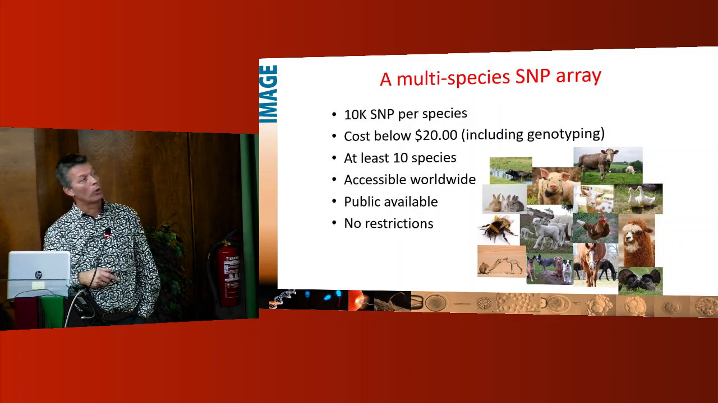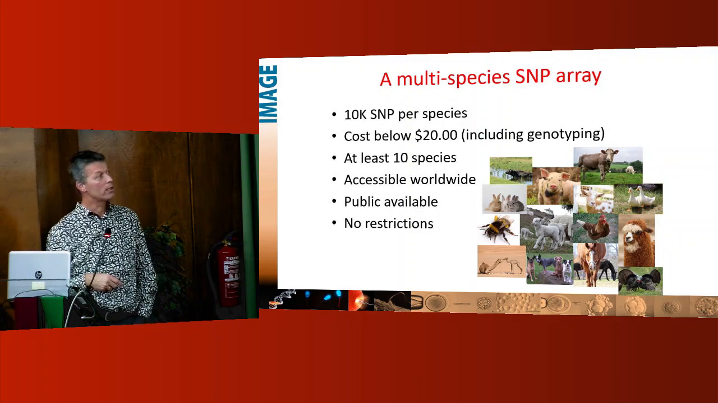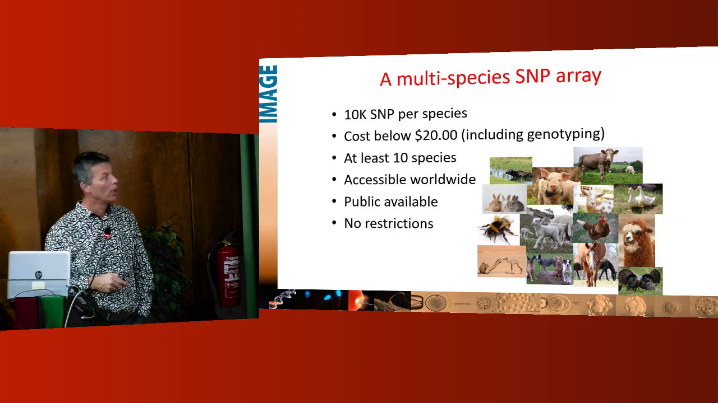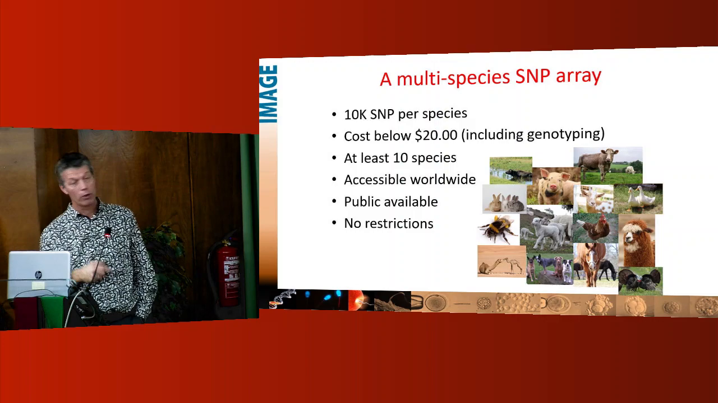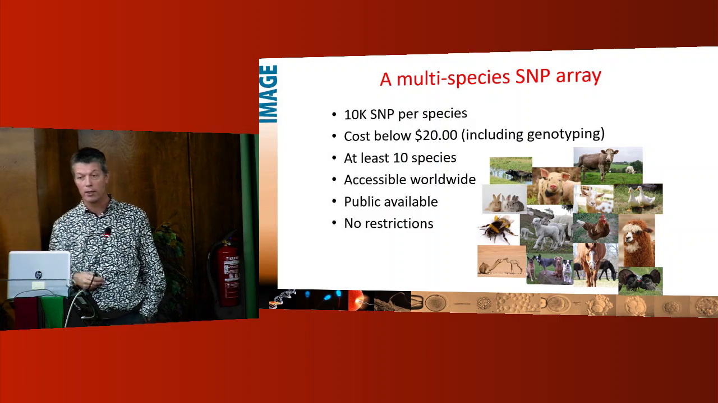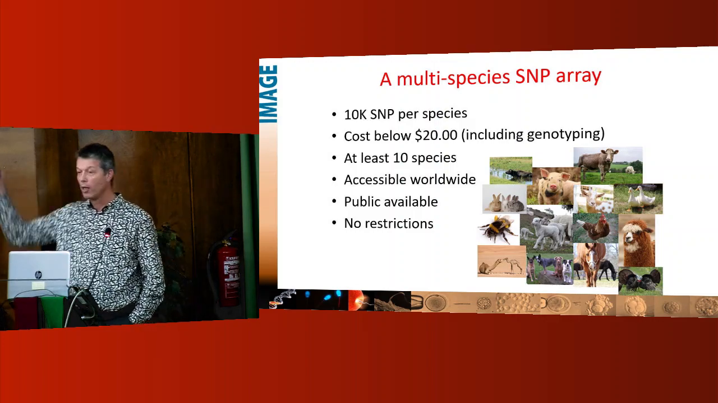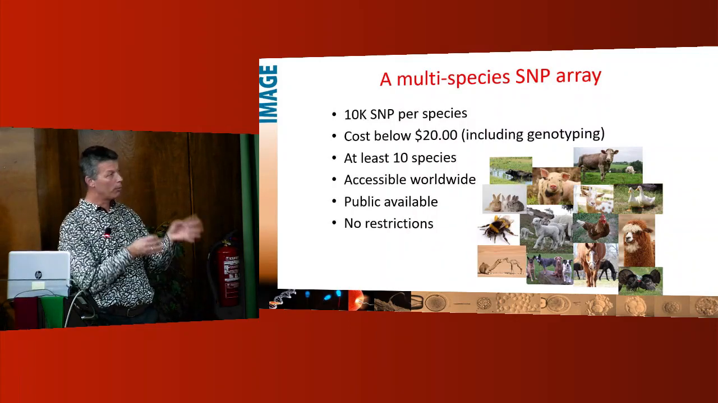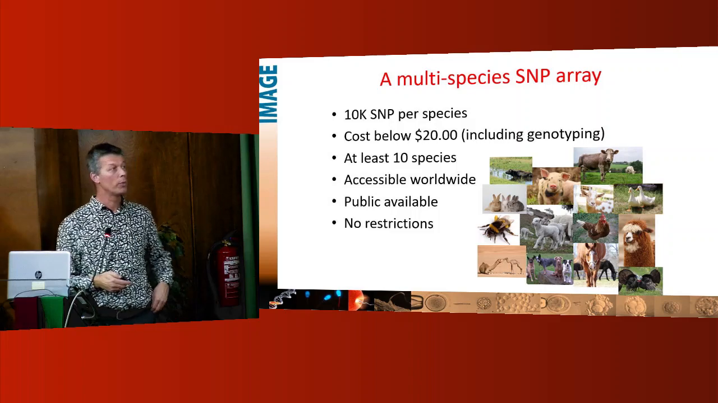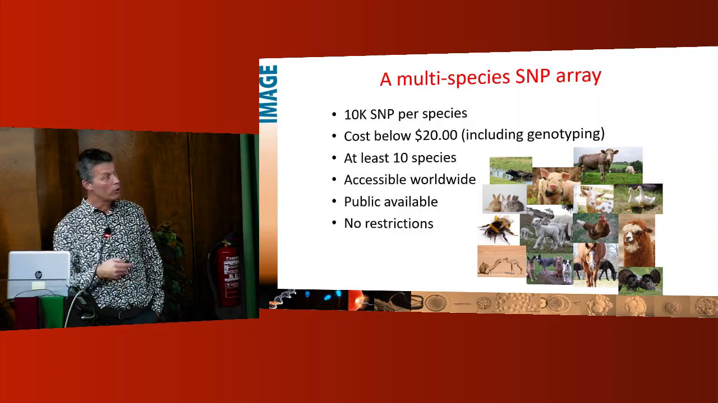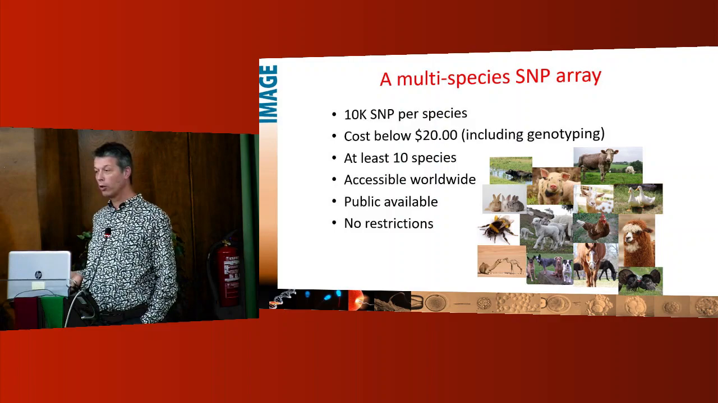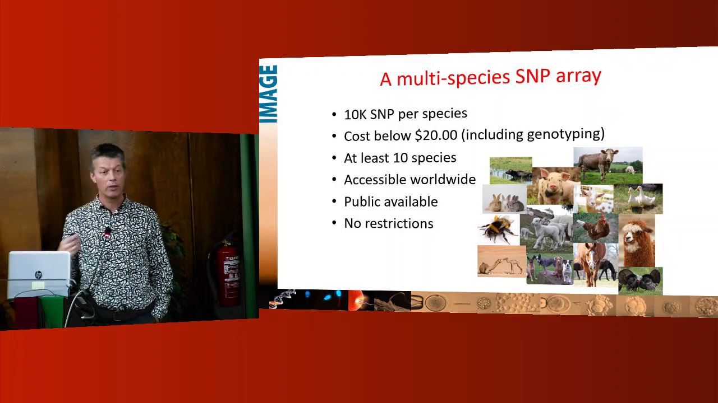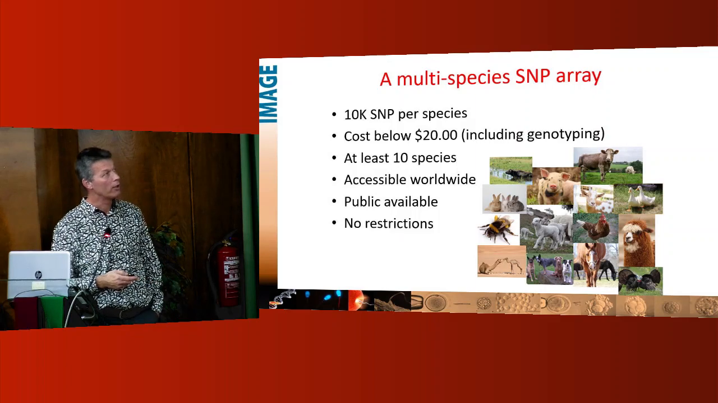It has to be accessible worldwide, so that wherever you are in the world you could use this. It is publicly available, and there are no restrictions. No restrictions means that you don't have to ask permission from somebody, from a company, to use this array. It's there, it can be used, and it would be nice to use it. Of course, in order to use it, you want to know what is on it, what kind of markers are there, which makes it interesting for you to genotype.